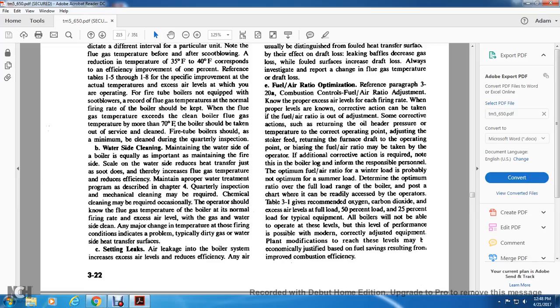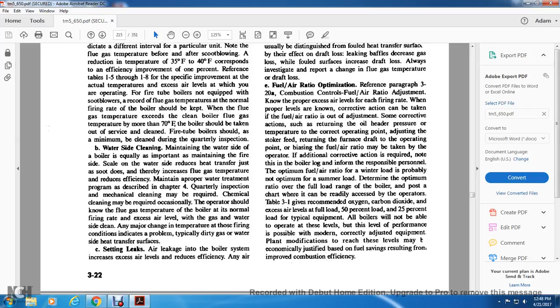Corrective action includes returning the oil header pressure or temperature to the operating point, adjusting the stroker feed, and returning the furnace draft to the operating point. The basic fuel air ratio may be adjusted by the operator if additional corrective action is required. Note that the boiler log informs responsible personnel of the optimum fuel air ratio for winter load, which is probably not optimal for summer load.